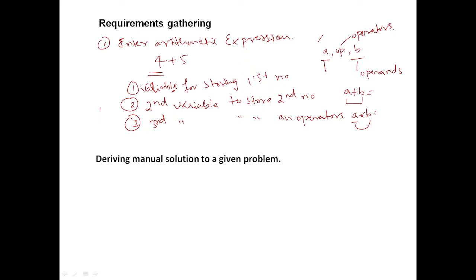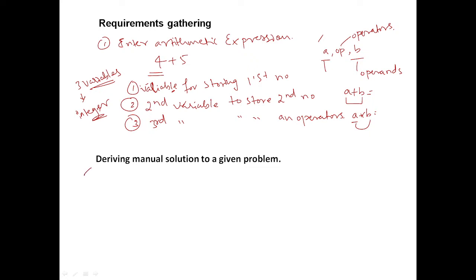So the requirement is three variables, and all these variables are of type integer, because we are performing integer arithmetic operations, that is integer addition, multiplication, subtraction and division. So all the variables you have to declare using the integer data type, right? So this is about the requirement gathering.